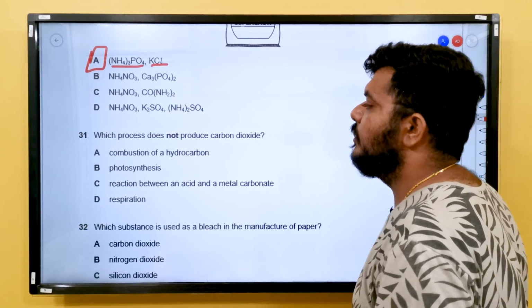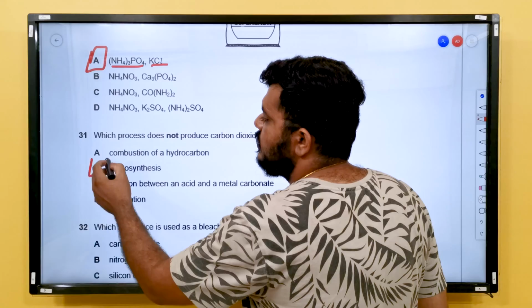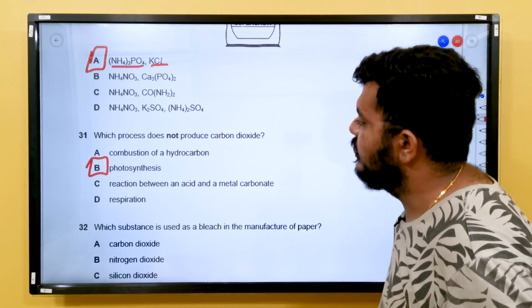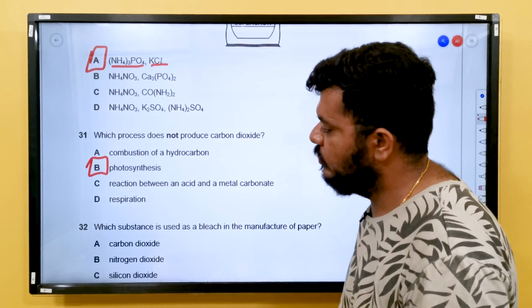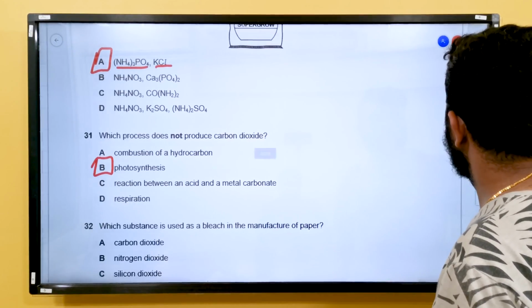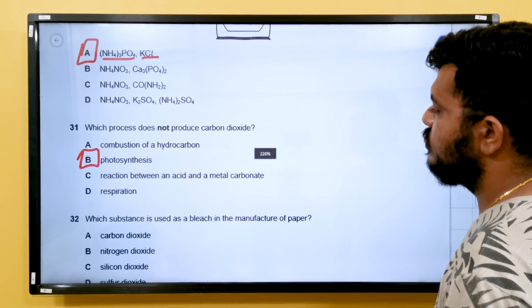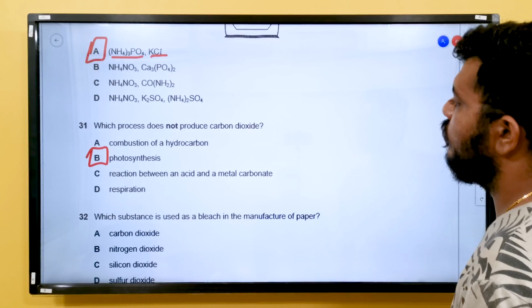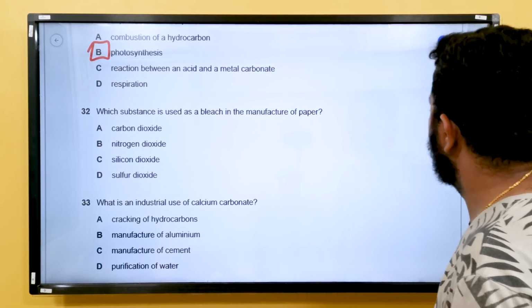No, products are carbon dioxide and water. Photosynthesis? Yes, products are oxygen, energy and water is given out. Reaction between acid and a metal carbonate? No. Respiration? No. Okay, please don't forget guys that even in photosynthesis, to support the transport of water, water is given out through the stomata.